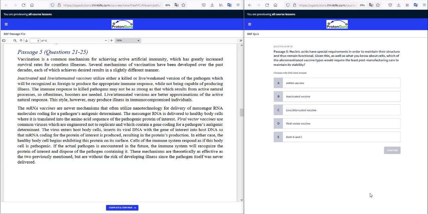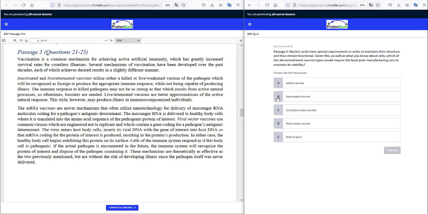On to question 24. Nucleic acids have special requirements in order to maintain their structure and thus remain functional. Given this as well as what you know about cells, which of the aforementioned vaccine types would require the least post-manufacturing care to maintain its viability? So let's think about this. We have mRNA vaccines, inactivated vaccines, live attenuated vaccines, viral vector vaccines, or both B and C.